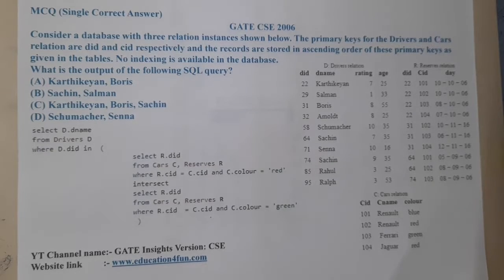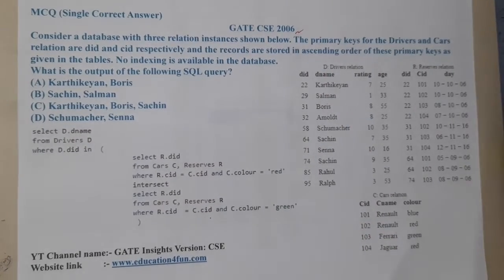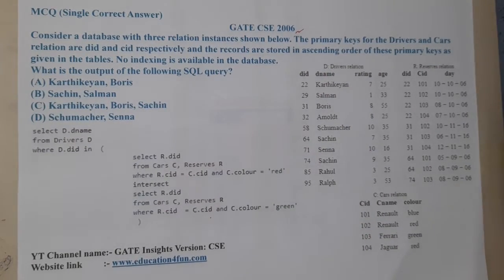Hello guys, we are back with our next lecture. In this lecture, let us go through the next question. This question belongs to GATE CSE 2006. The given question is, consider a database with three relational tables.